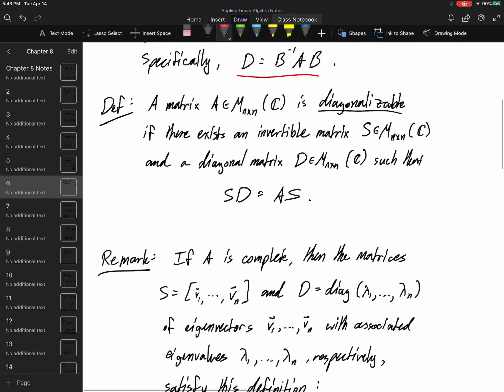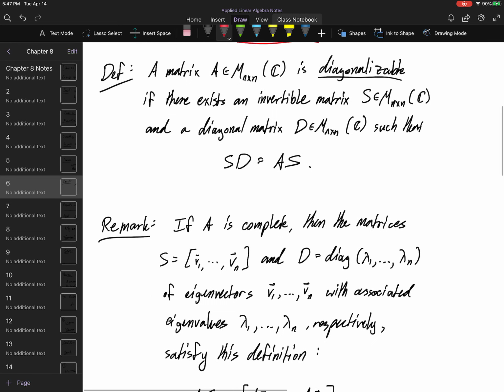Very, very common visualization tool that we use in abstract math, and it does help to a large degree. But the point is, we say here that A is similar to D. And what that means is that these guys share eigenvalue properties. Right, so they share a characteristic polynomial, and therefore they share eigenvalues.